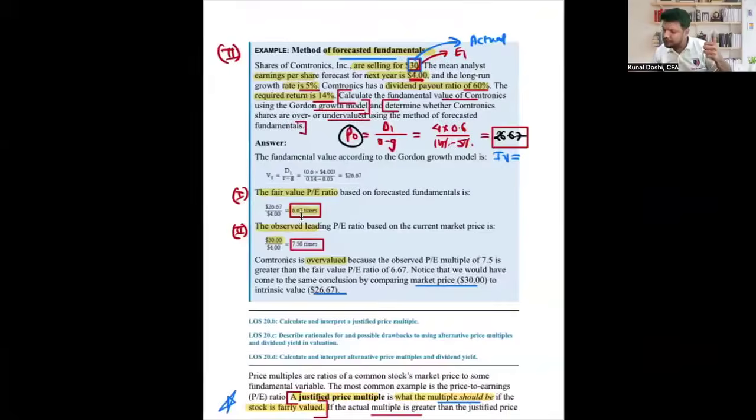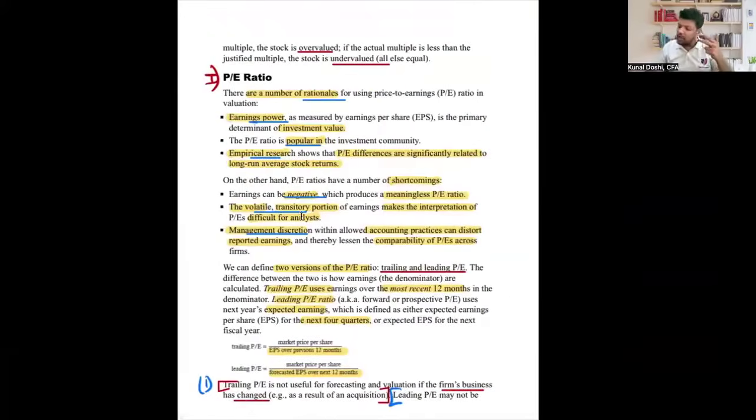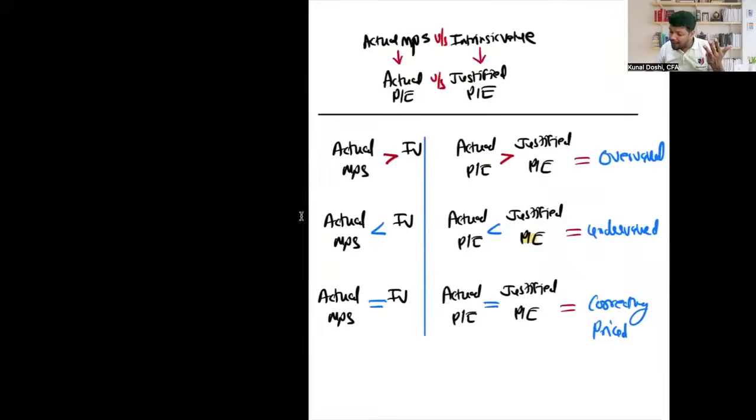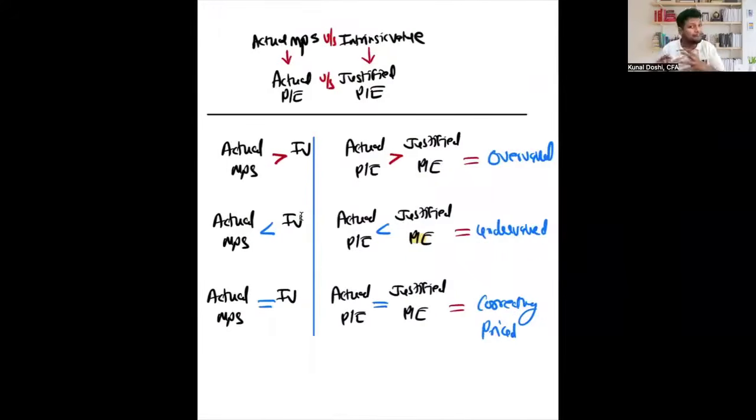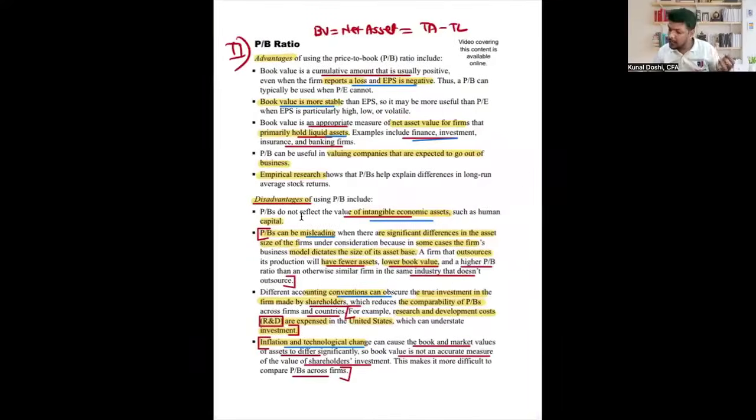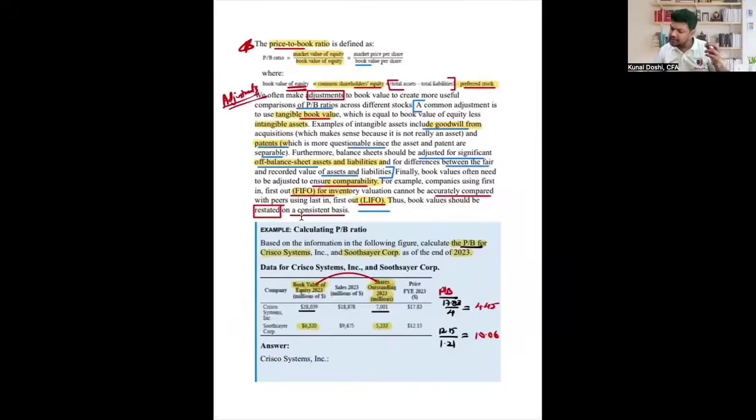So we are going to use price to earnings, with different approaches. What are the pros and cons? Price to book value. Why should we use price to book value? We will compare them to decide whether it's under or overvalued. Remember, whenever your actual PE ratio is higher than the industry or the justified PE ratio, the justified PE ratio is based on the intrinsic value. The result is the same as what you get between the actual price and the intrinsic value. If it is more, then it is overvalued. If it is less, then it is undervalued. Clear?